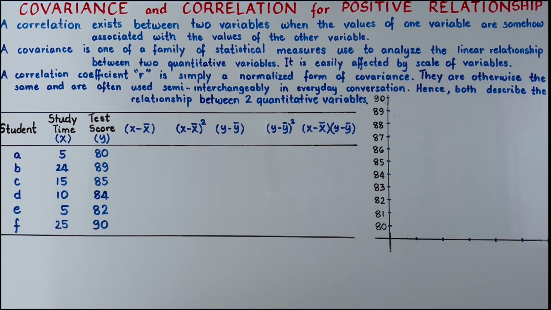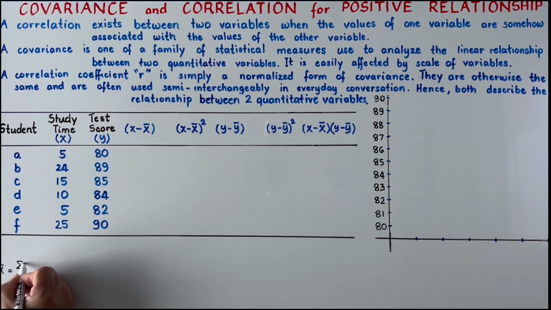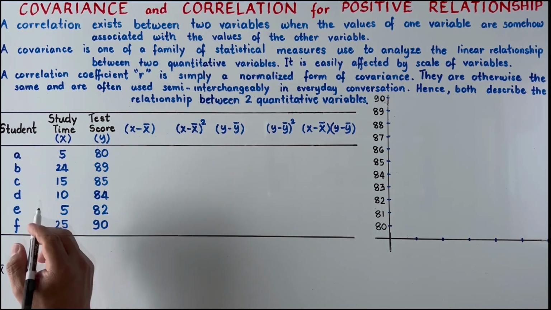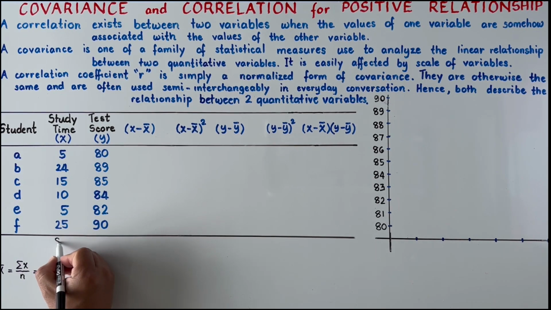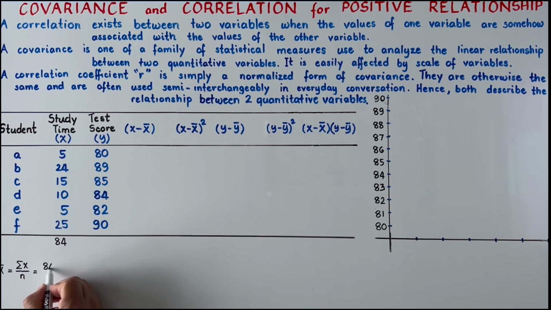So first, let us compute for the mean of the study time, which we denote here as variable x. So the mean of the variable x is equal to the sum of all values in x divided by how many of them. And if you add 5 plus 24 plus 15 plus 10 plus 5 plus 25, it gives you a sum of 84. So this is 84 divided by 6. And 84 divided by 6 is 14. So we know that the mean of the variable x is 14.